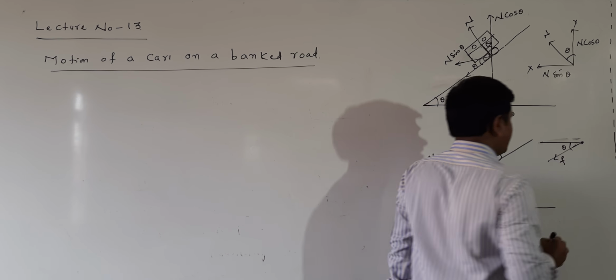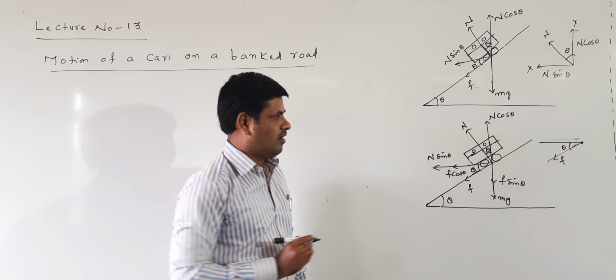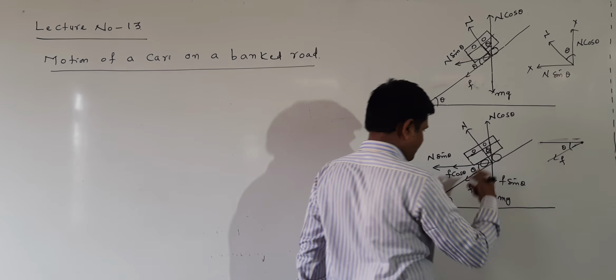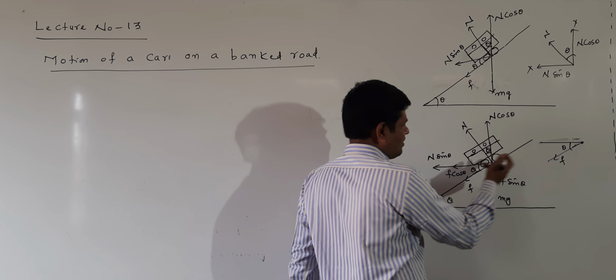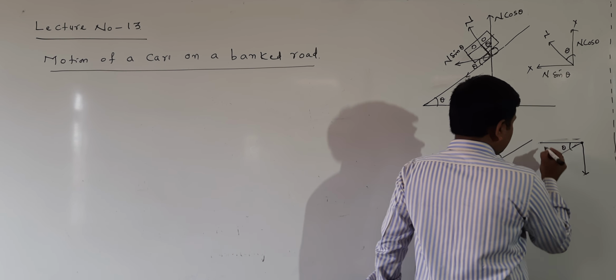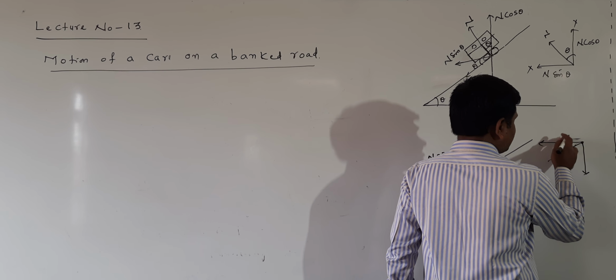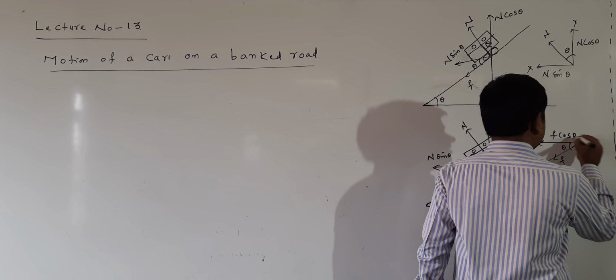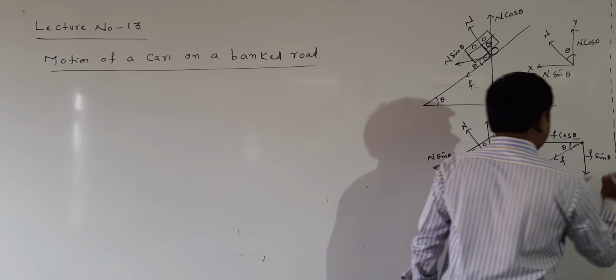Now it also makes an angle theta with the horizontal. I am drawing here once again. This is the friction, F. It makes an angle theta with the horizontal. Now this is taken as the vertical, meaning here it makes an angle theta with this side. This side becomes f cos theta, and this side becomes f sin theta.